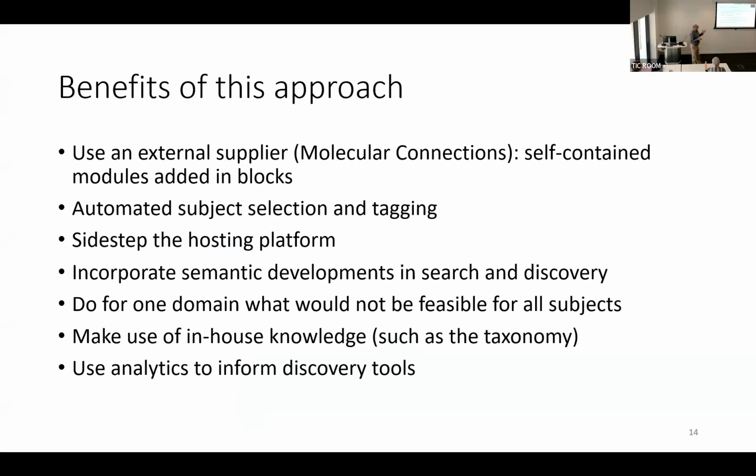So how is it done? As a small society, they use an external supplier. Interestingly, this was done independently of their own hosting platform. So it was a completely separate system. It didn't affect the way the content was hosted. And the functionality was bolted on as a series of modules with automated subject selection and tagging. So the system automatically makes subject selections, sidestepping the hosting platform, using semantic tools for the search and discovery. And as a result, it achieves in a single domain what couldn't be done for all subjects.